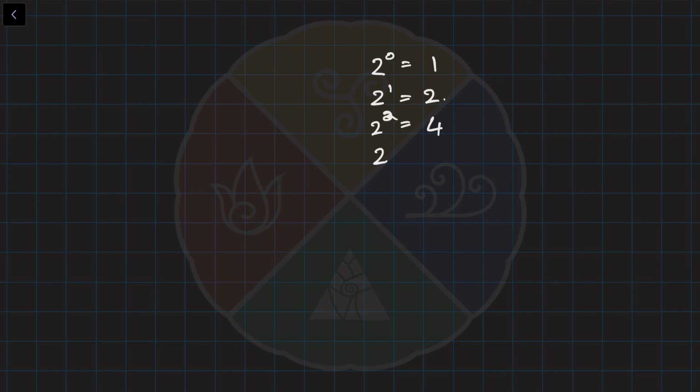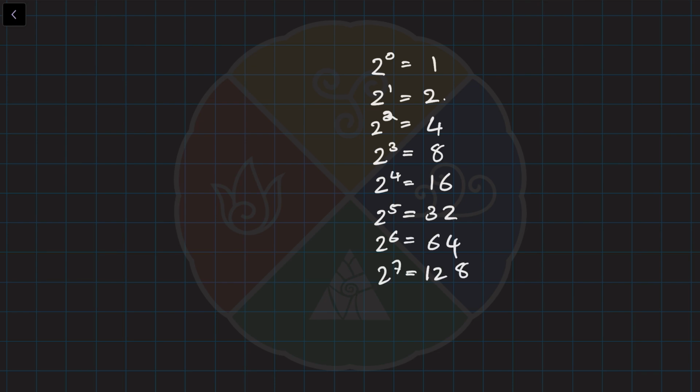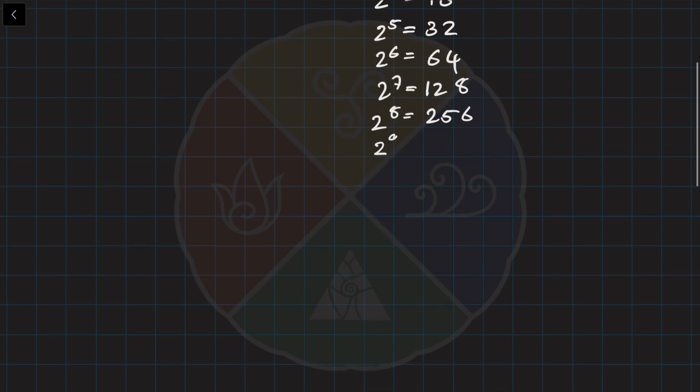2 into 2 is 4. 4 into 2 is 8. 2 raised to 4 is 8 into 2, which is 16. 2 raised to 5 will be 32. 2 raised to 6 will be 64. 2 raised to 7 will be 128. 2 raised to 8 will be 256. 2 raised to 9 will be 512, and 2 raised to 10 is 1024. At least till this you must know.